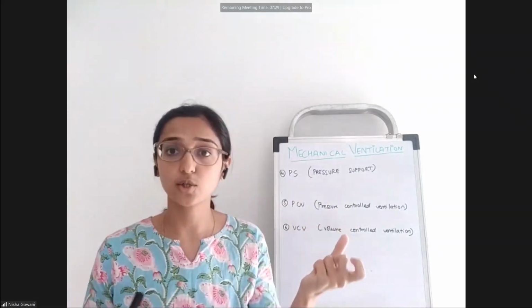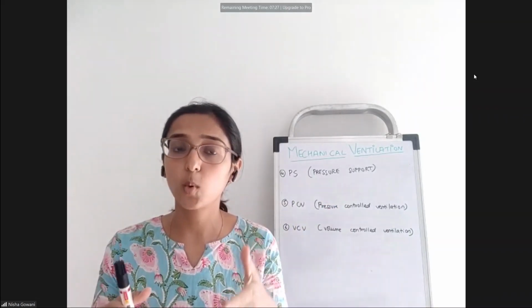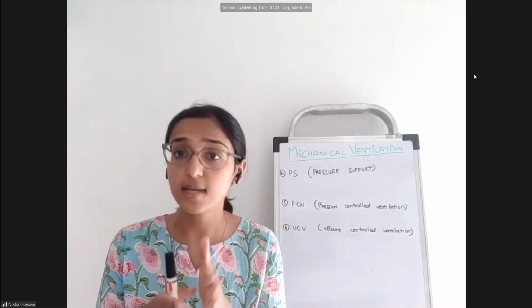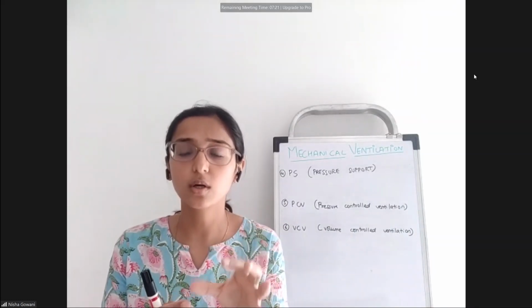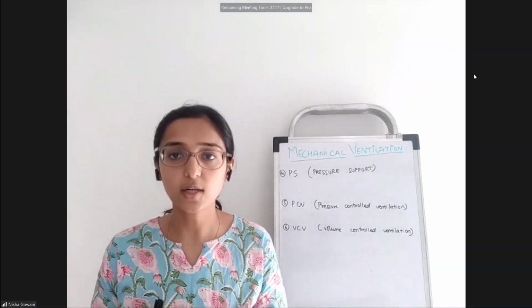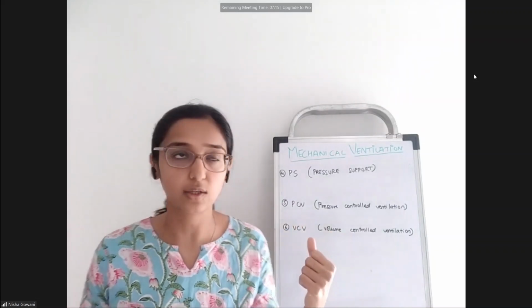So as you can see, pressure support is a mode wherein the patient is initiating all the breaths by himself, but each breath is supported by a certain pressure so that it becomes easier for the patient to complete his breaths. All right. So therefore, it is a weaning mode of ventilation.